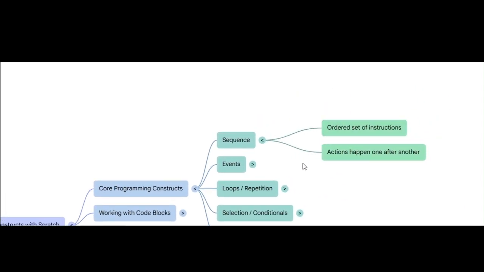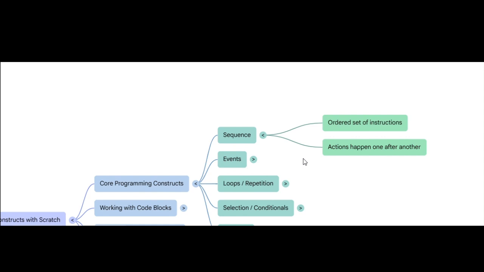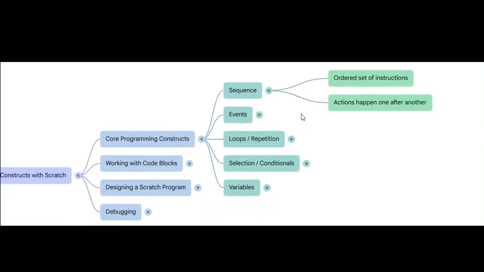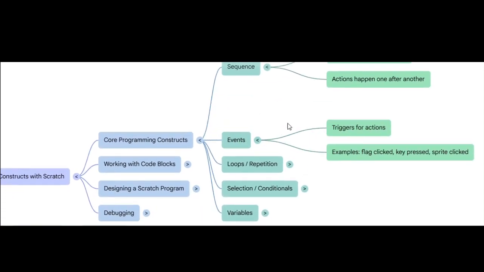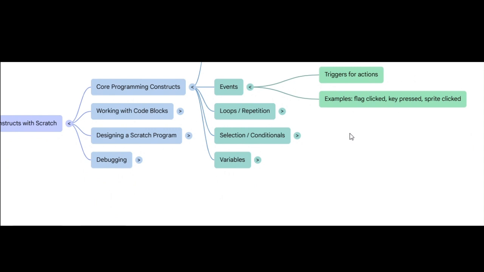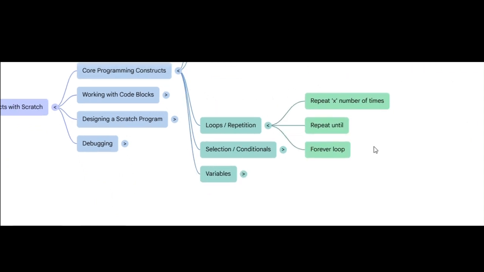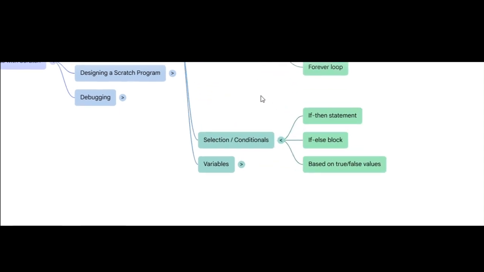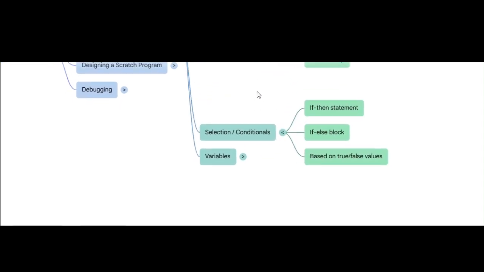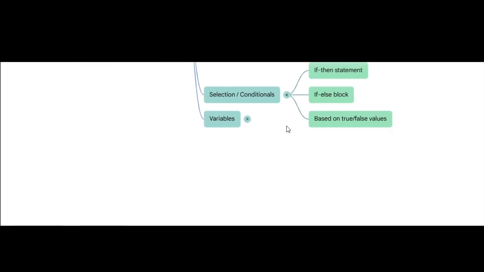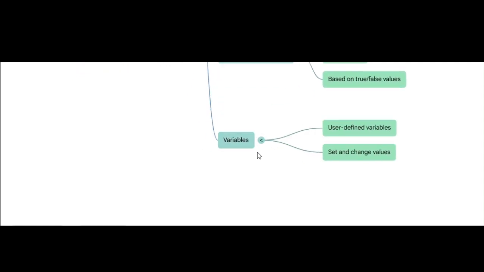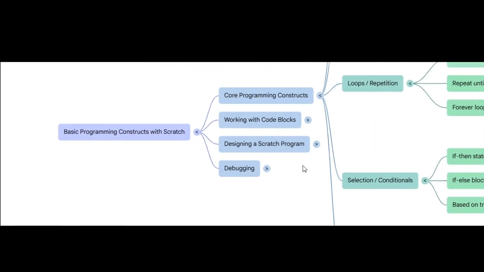Core Programming Constructs. First, let's look at the foundation of coding. Sequence is where it starts, an ordered set of instructions. Then we have events which act as triggers, like clicking the green flag. Loops or repetition allow actions to repeat until a condition is met. Selection using if-then blocks helps your program make decisions. And finally, variables. These are names we give to values that can change throughout your project.